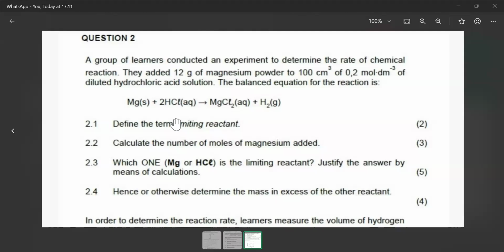A group of learners conducted an experiment to determine the rate of a chemical reaction. They added 12 grams of magnesium powder to 100 cm³ of 0.2 mole of diluted hydrochloric acid solution. The balanced equation for the reaction is magnesium, a solid, plus 2 hydrochloric acid (aqueous). The products are magnesium chloride (aqueous) plus hydrogen gas.